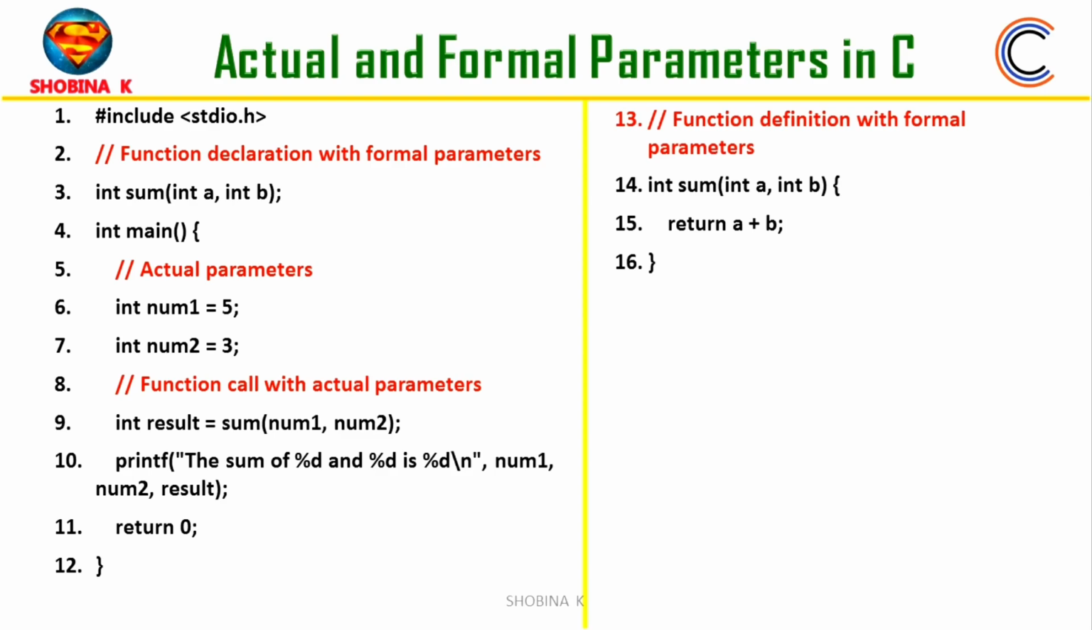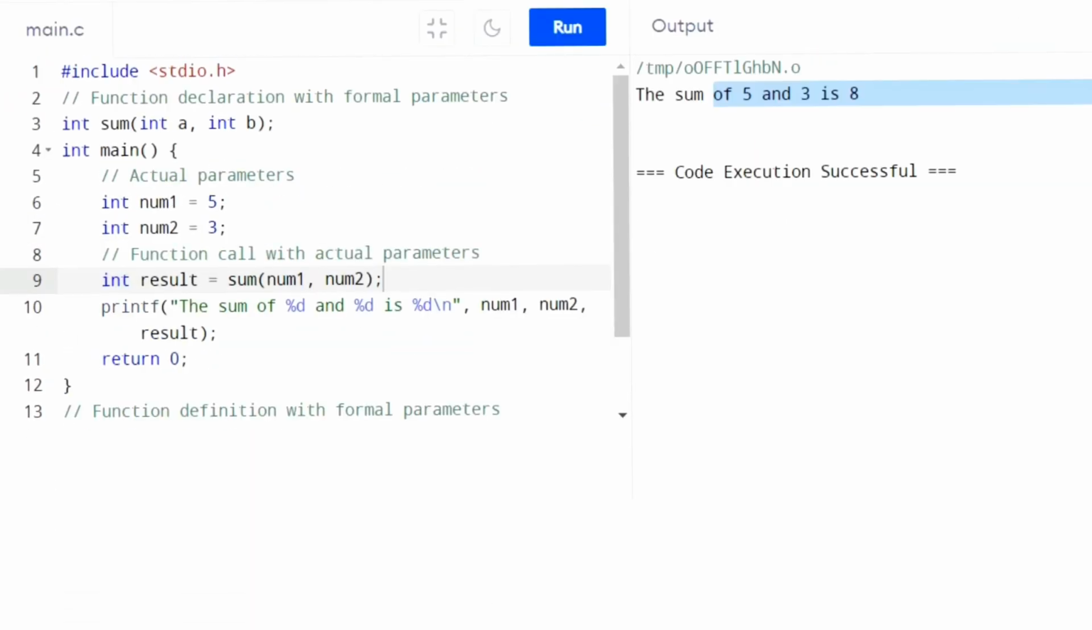Now let's run this program. And in the output you can confirm that the sum function correctly adds two integers and returns the expected result.